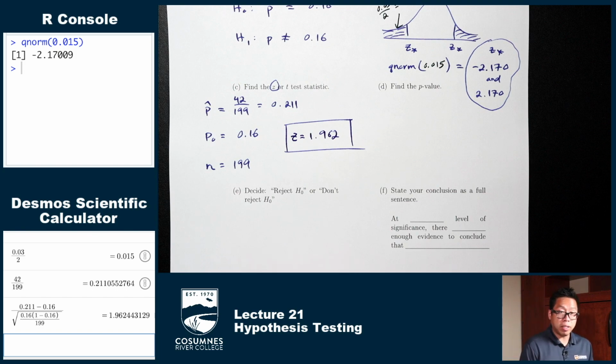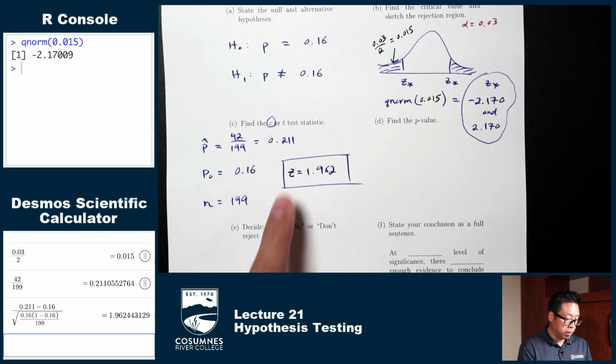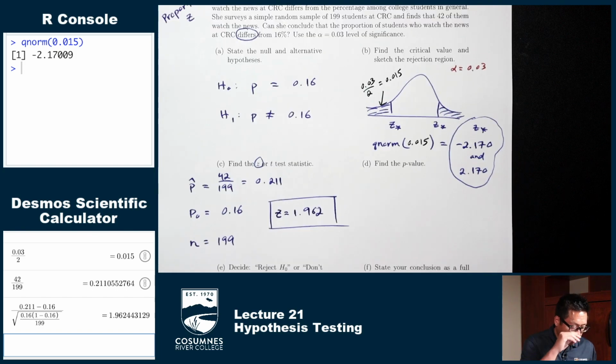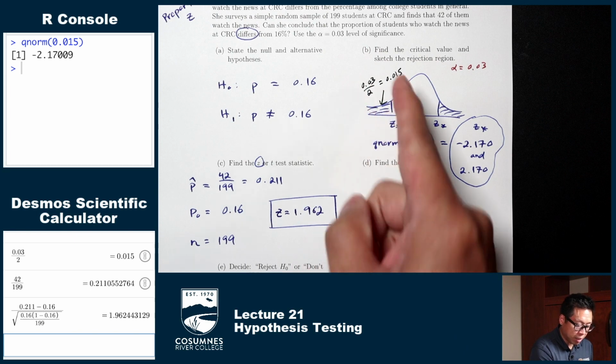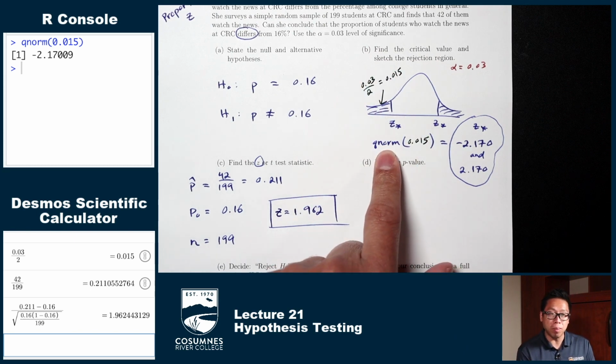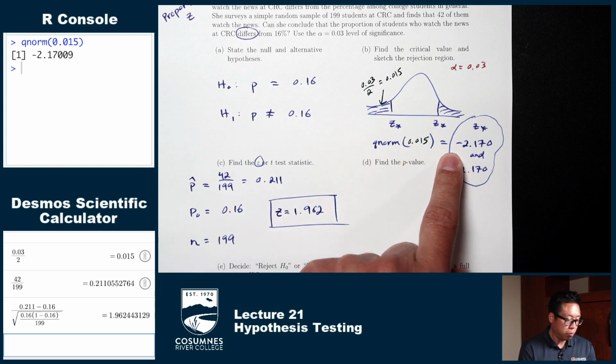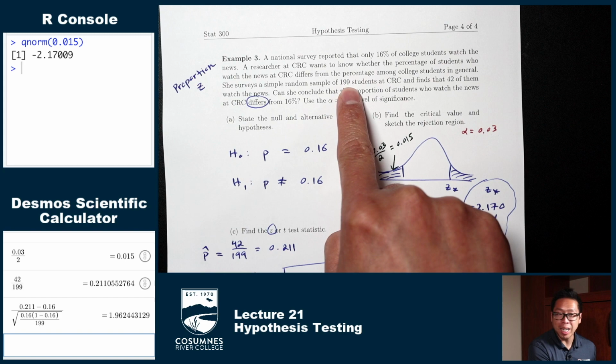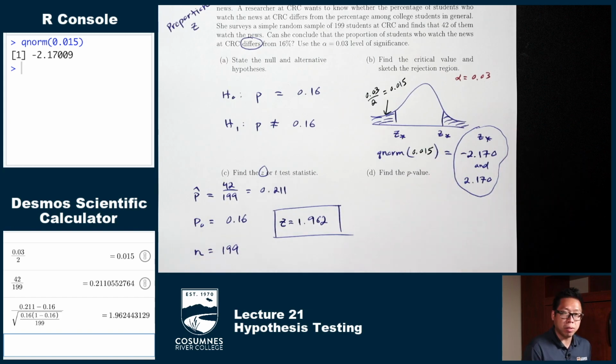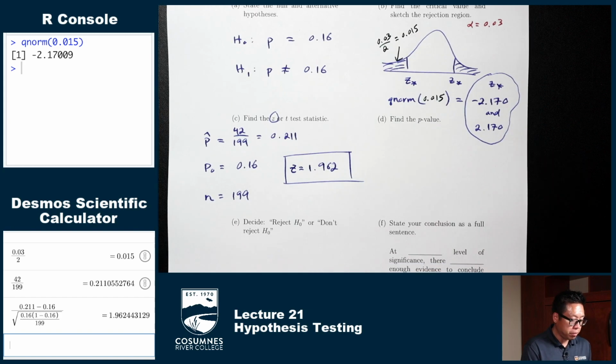Okay, so if this were a mean question, you'd be using the t formula. And then for part B, I don't remember if I talked about it, but if this were a mean question, you would still divide by 2 to find the left area. And then instead of qnorm, you'd be doing qt of 0.015, comma, degrees of freedom, which would be 198 in this case. Okay, if this was a mean question.